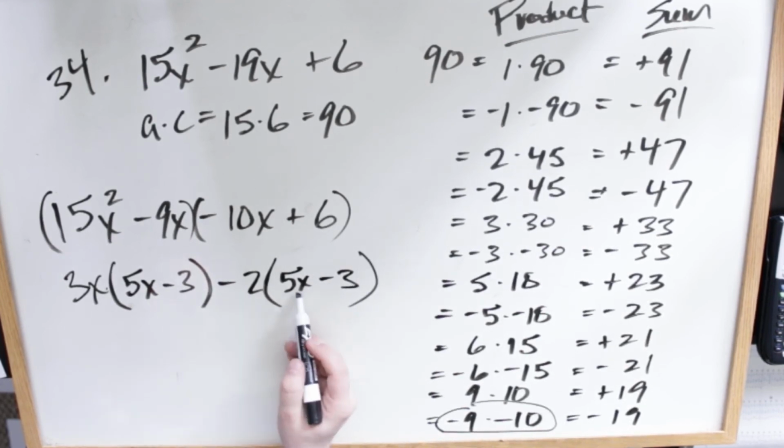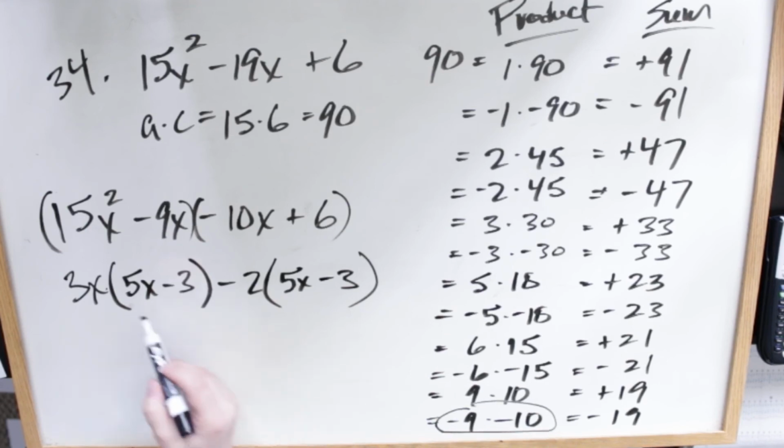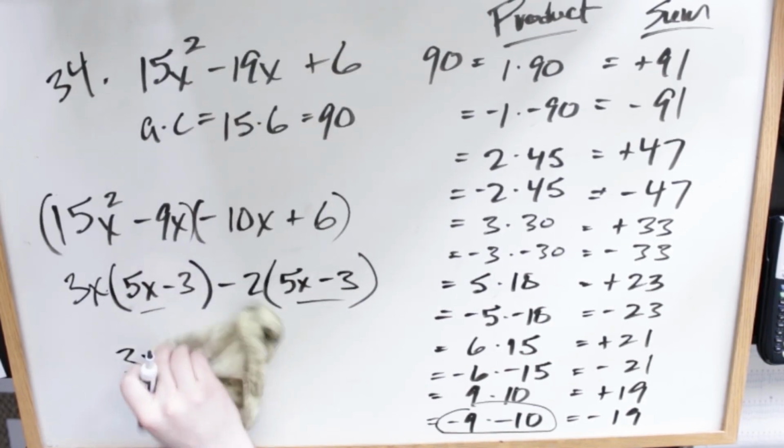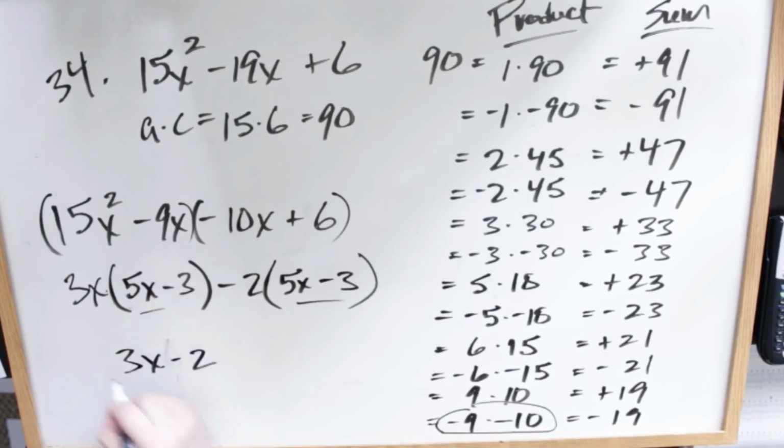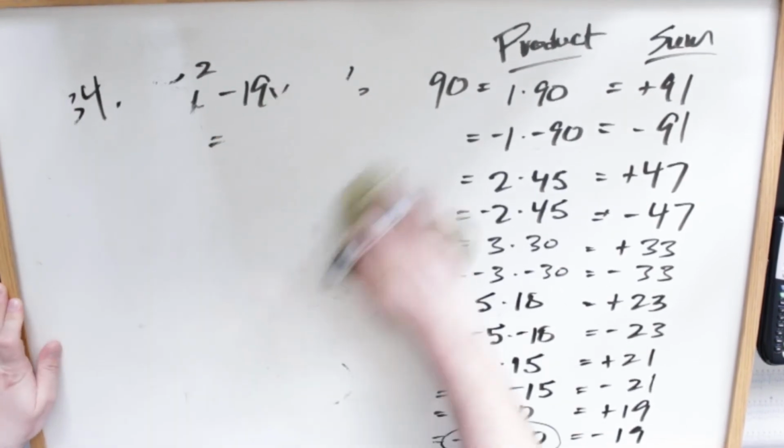So minus 2 times the 5x is a negative 10x. Negative 2 times the negative 3 is a positive 6. How about that? These guys are matching, so we're in good shape. And now I can combine them: 3x minus 2, excuse me, (5x minus 3). That's our answer. Whew. Finding the factors was the hard part here. But glad we did that.